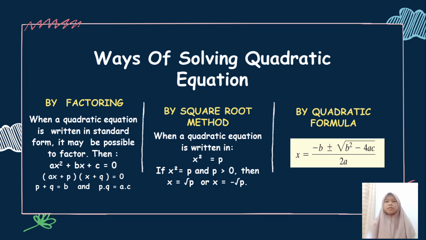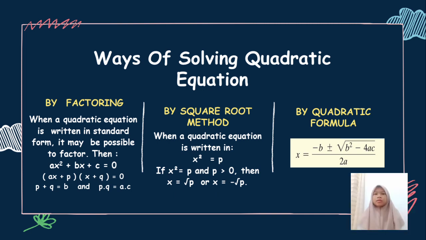There are three ways of solving a quadratic equation. The first one is by factoring. We can use this when a quadratic equation is written in standard form and it may be possible to factor. Then, ax squared plus bx plus c equals 0. We can factor by the formula ax plus p, all in brackets, times x plus q, all in brackets, equals 0, where p plus q equals b, and p times q equals a times c.